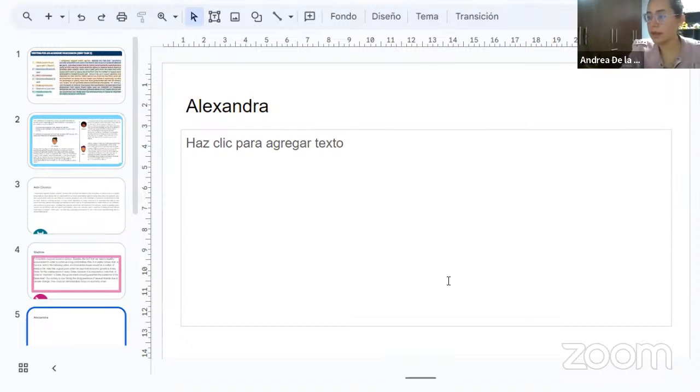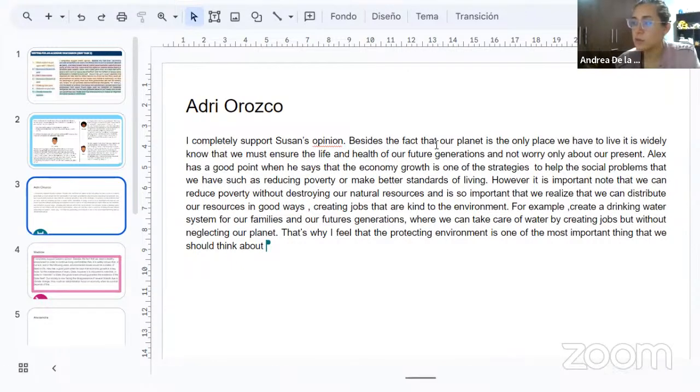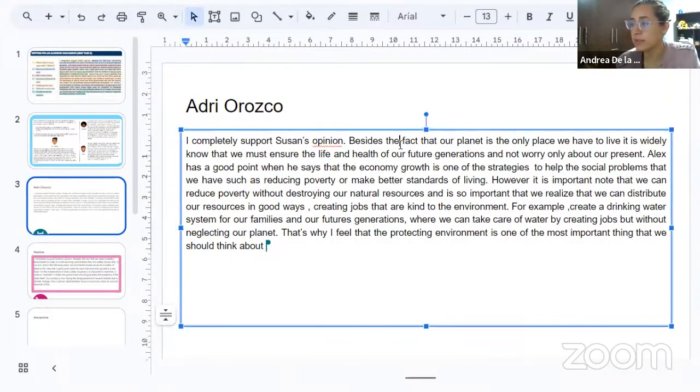So let's start with Adri's response. So she says, I completely support Susan's opinion. Okay. So you think that the environment should be first. Now, besides the fact that our planet is the only place we have to live, perfect. So this is Susan's main point. So it's really well summarized, besides the fact that our planet is the only place we have to live in.